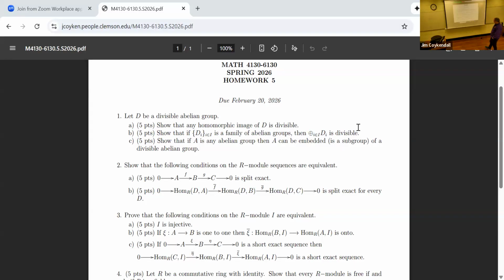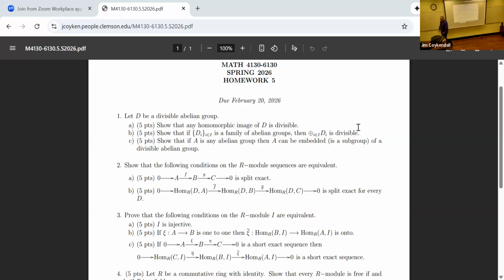Number 2, show that the following conditions on the R module sequences are equivalent. Number A, this sequence is split exact. You're going to need to split this. And this Hom sequence is split exact. I haven't talked to you about what Hom is. We're going to get to that. But I'm going to give you some theorems that are going to do most of the heavy lifting. I think you can quote a theorem that I'm going to give you today or tomorrow that will do most of this work for you, which is good.